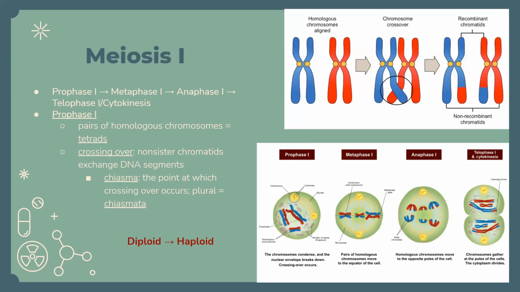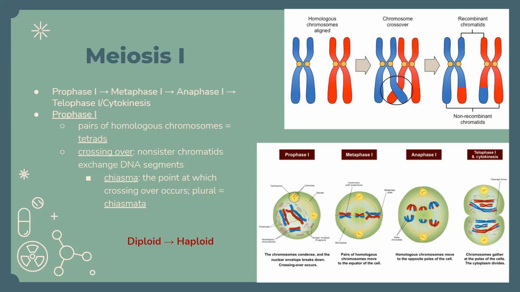Okay, now we'll go back to meiosis. The first step in meiosis is meiosis I. This consists of prophase I, metaphase I, anaphase I, and telophase I/cytokinesis, of course, which is when the cell properly divides. I'll mainly focus on prophase I because that's when some of the important stuff happens.